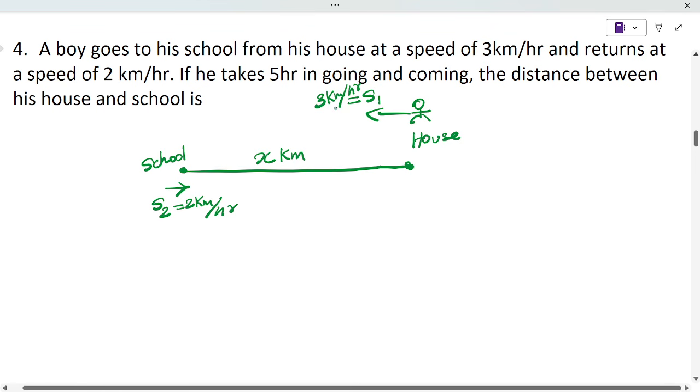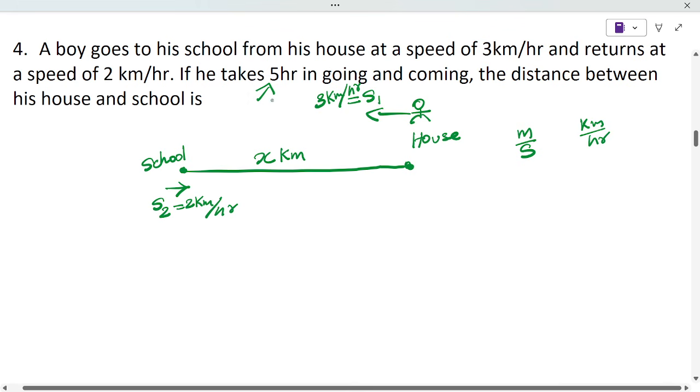Because the speed is in terms of kilometer per hour, and the other speed is also kilometer per hour, we will definitely get the distance in terms of kilometer, and the time will be in hours. So meter goes with second, and kilometer goes with hour. That's how we use it.